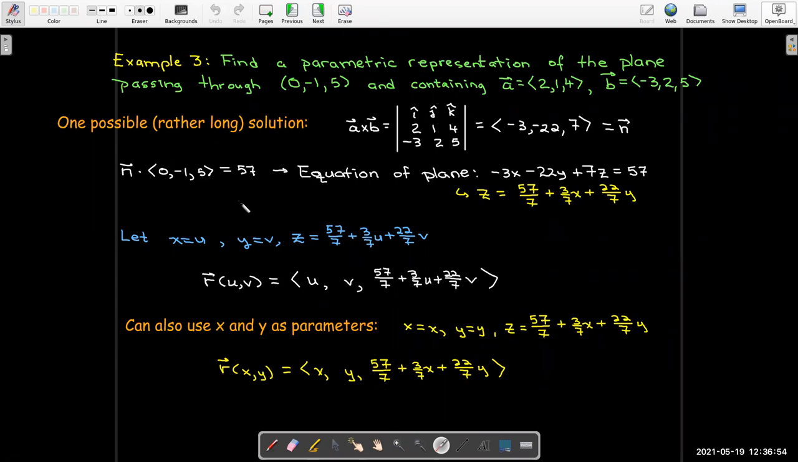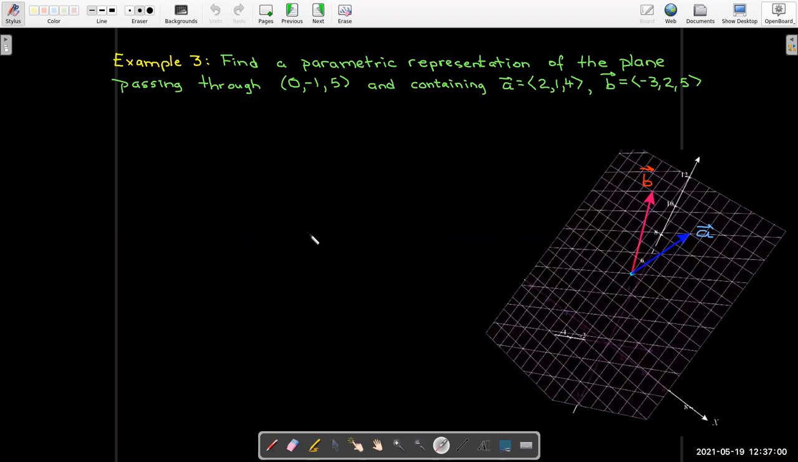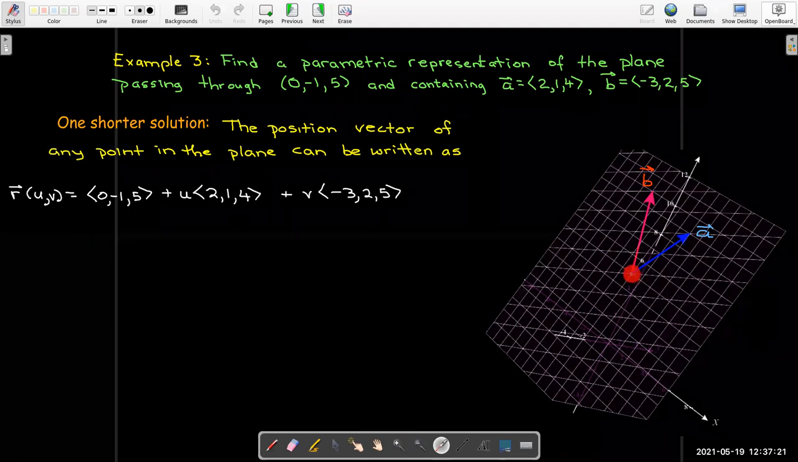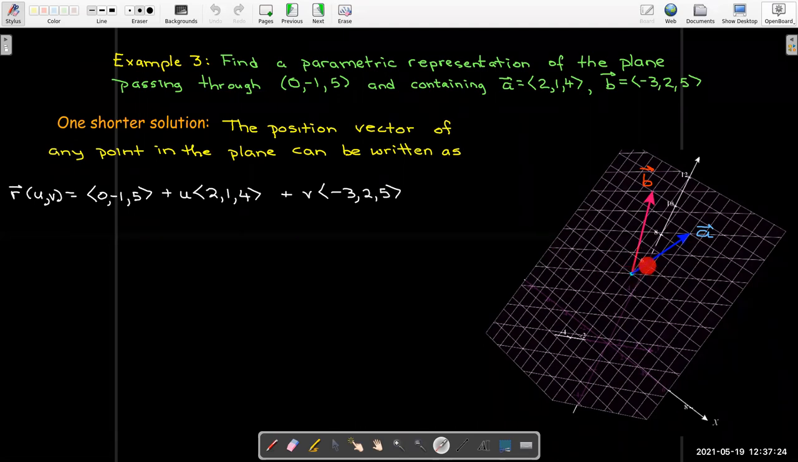But I consider this kind of too much work. There's actually a shorter way we can go about this. Because this plane is determined by that fixed point and those two vectors, we can write the position vector of any point in the plane as the sum of the position vector of my starting point plus some scalar multiple of the first vector plus another scalar multiple of the second vector. To get anywhere in this plane, that's all I need to do.